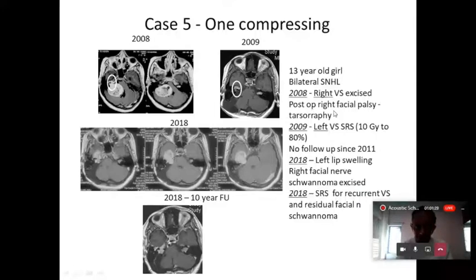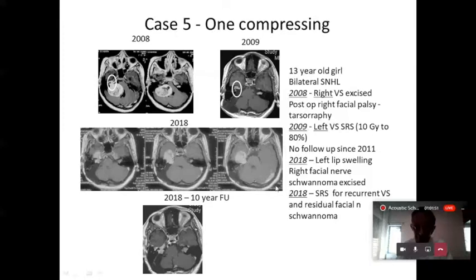We gave radiosurgery to the left-sided tumor in 2009, a few months later, but she did not come to us for follow-up since 2011. She came to us in 2018 with a left-sided lip swelling, and you see what has happened to the right-sided facial nerve schwannoma. That has increased in size, again excised through the middle fossa route, and we have left a small amount of residue for both the facial nerve and the vestibular schwannoma, which has grown in size. We gave radiosurgery to this patient for that residue.